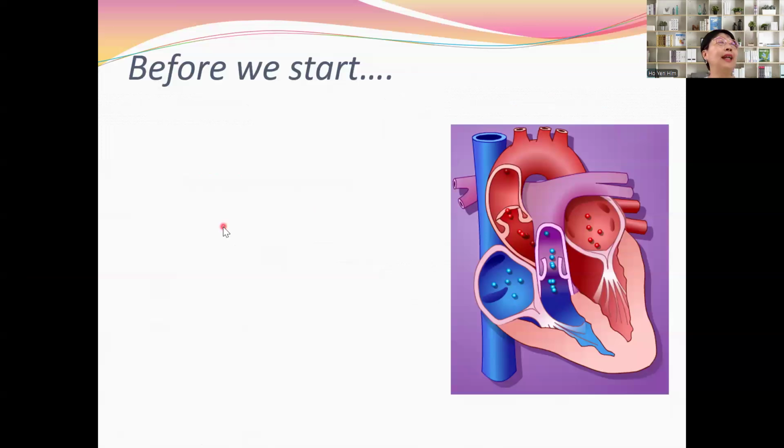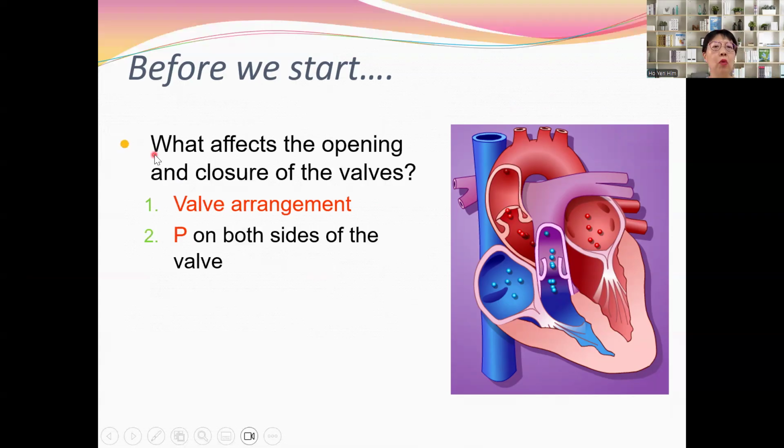So before we start, in order to explain the cardiac cycle and the changes during it, we must know what governs the change. Number one, what affects the opening and closure of the valves during a cardiac cycle? Between the atria and ventricle is the AV valve, and between the ventricle and the arteries is the semilunar valve. Whether a valve will open and close depends on two things.